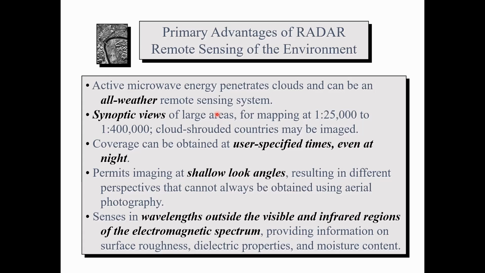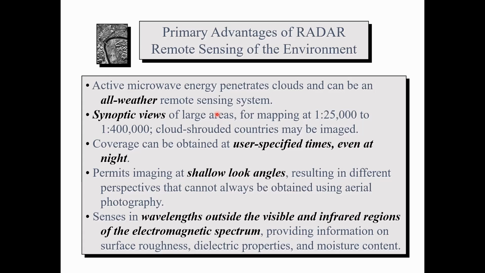It can be used when you have heavy rains, storms, and so forth, because it can still penetrate through the clouds. What happens with optical imagery? If you have tried to analyze optical imagery over Lake Victoria, you'll find that you have to do what you call cloud cover removal from these images. And sometimes now, they actually use radar images to help you in the removal of the cloud.